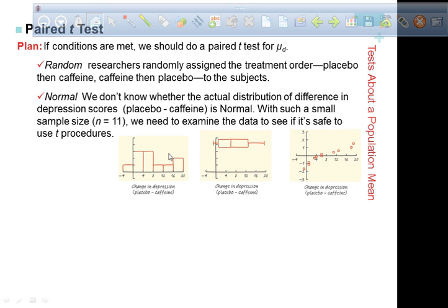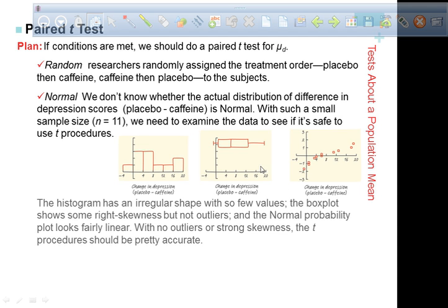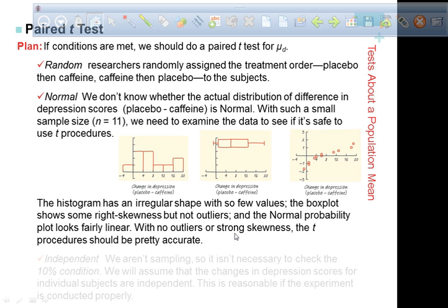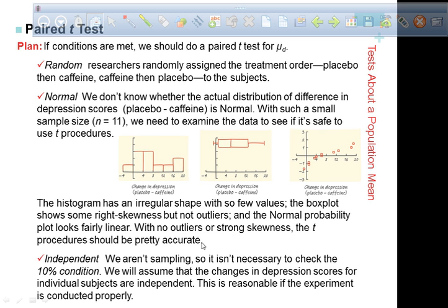All right, so if you were to put the data of just the difference column into your calculator, this is what you would see. There's no real outliers. A little bit of skewness here in the box plot, the normality plot here. It's pretty decent. The histogram is an irregular shape with a few values. The box plot shows some right skewness but no outliers, and the normal probability looks fairly linear. With no outliers or strong skewness, again, T would be okay, as long as there's pretty much no outliers or real strong skewness, which we don't have.